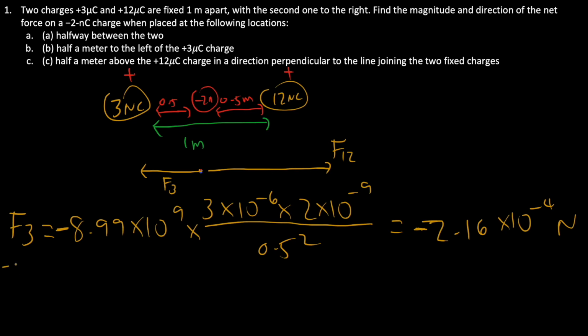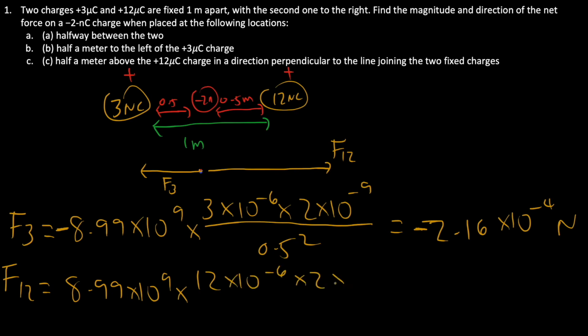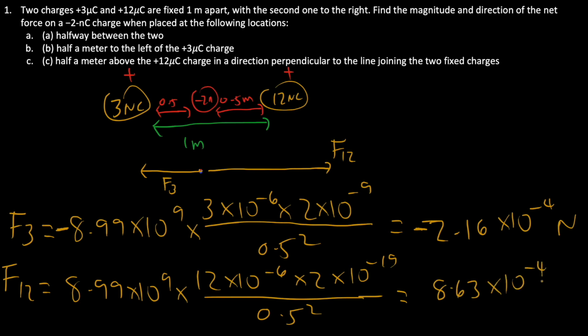Now we can also calculate F12, which is equal to the Coulomb constant times the 2 charges, so 12 times 10 to the negative 6 times 2 times 10 to the negative 9th, over r squared, so 0.5 squared. I ignore the sign here because I only want the magnitude first, which is equal to 8.63 times 10 to the negative 4th power. Because the force points to the right, it has to be a positive value. So it's equal to 8.63 times 10 to the negative 4th power Newton, with an SI unit of Newton.